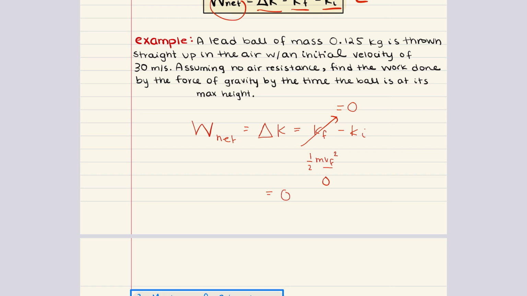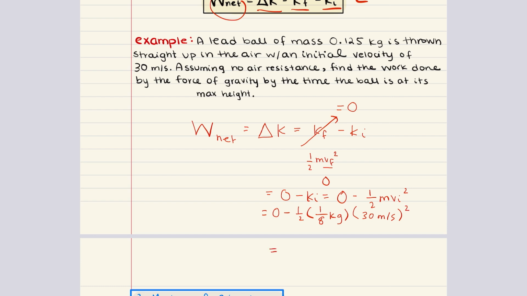So then what we have is 0 minus initial kinetic energy. This is equal to 0 minus 1/2 m v initial squared. And we have all the information to just plug it in. So it's going to be 0 minus 1/2 multiplied by the mass, which is 0.125 kilograms. Now we can rewrite this in fraction form so that it's easier to multiply with 1/2. 0.125 kilograms is equal to 1/8 kilograms. And then this is multiplied by the initial velocity squared, which is 30 meters per second squared.